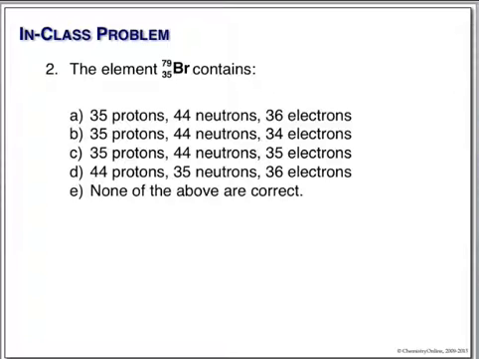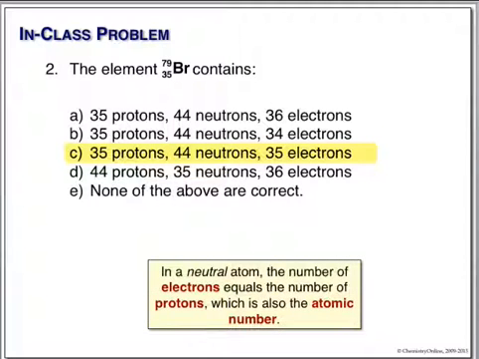Here is a symbol for bromine. Which of these is correct? This is the atomic number, right? That's the number of protons. So we're down to A, B, C, or the dreaded none of the above. If you add 35 and 44, what do you get? 79. That's our mass number. But these are all the same. If this was not a neutral element, we would have to show a charge, wouldn't we? So it is a neutral element, so it must have the same number of protons and electrons. 35 protons, 35 electrons, and that's the answer.